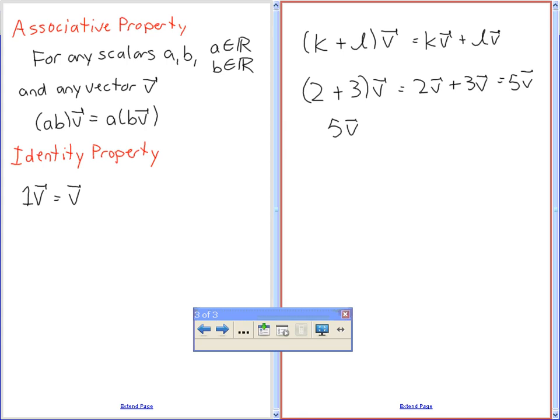What heading is that going under? That's the distributive property, I guess you'd call it that. The distributive property would be sort of the subheading.